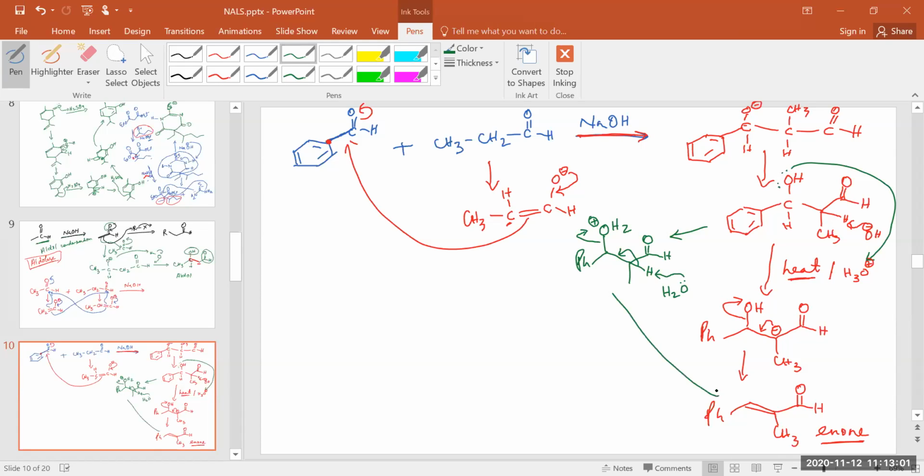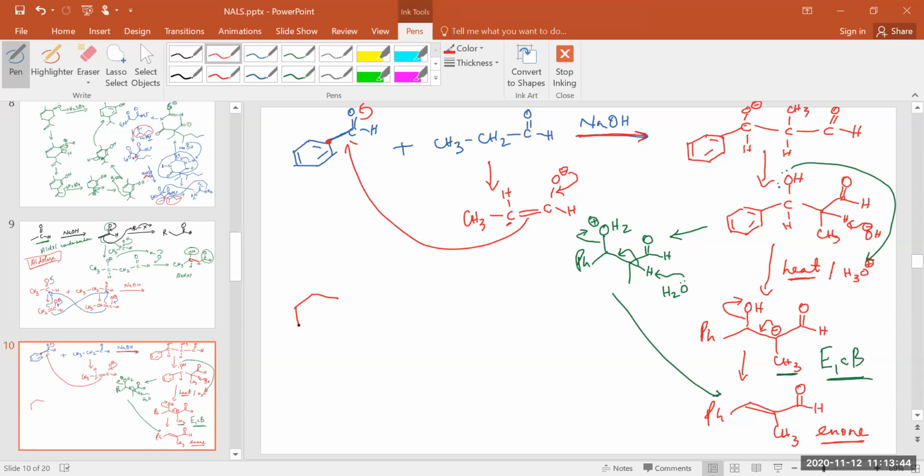Okay, so the product will be the same dehydrated. Either you heat it or acid treatment, the OH will be gone. And remember, under basic condition, this mechanism is called E1CB mechanism, elimination unimolecular conjugate base. Okay, so these are the reactions of aldol condensation. So even ketones can undergo aldol condensation.